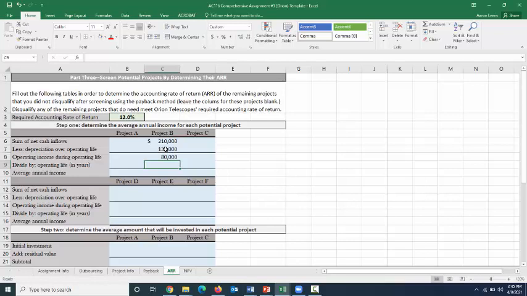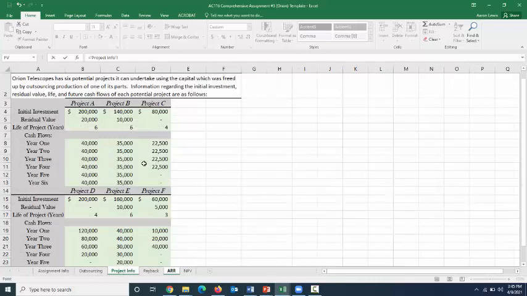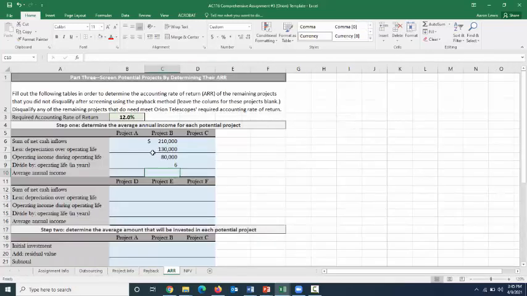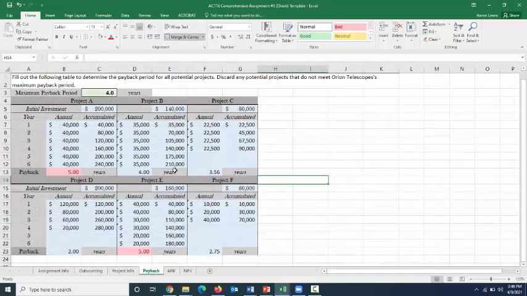Well, all we need to do is divide by how many years that particular project is expected to provide us positive net cash inflows. And back to our project info tab, we see that project B has a life of 6 years. So if it's going to bring us $80,000 over the span of 6 years, that means that on average, project B has an average annual income of $13,333 per year.